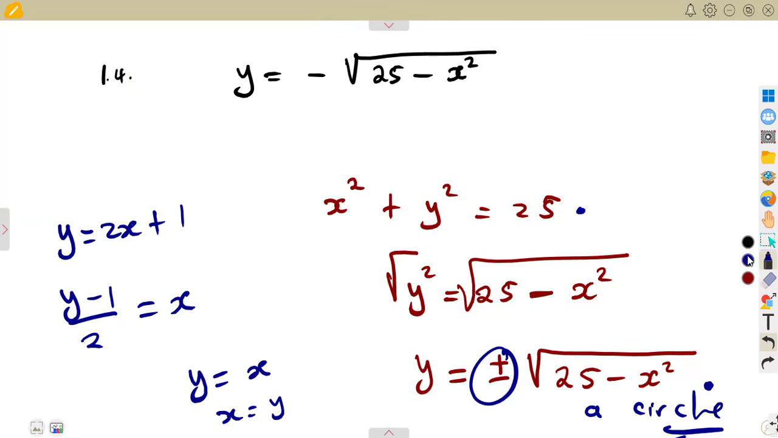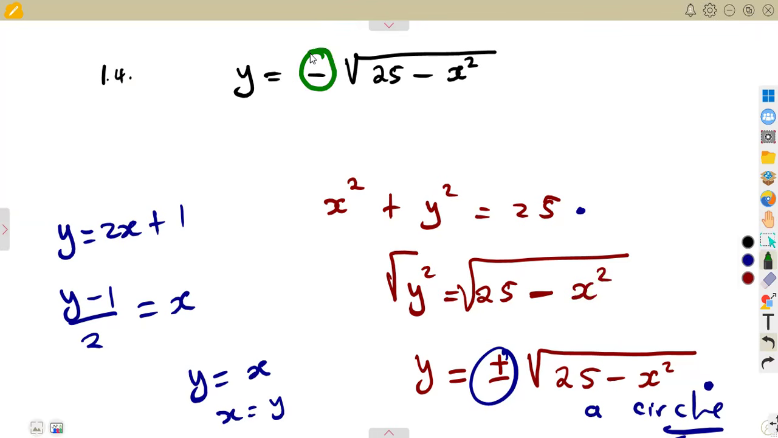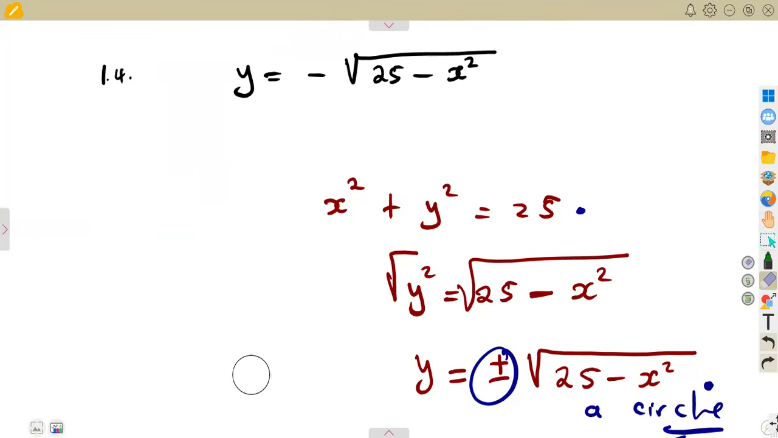But now on this question, they are not having the plus or minus. They are limiting us to a certain sign, a minus. Why are we limited now? That means it is no longer a circle. It is now a half circle. So when you are to draw this, you are supposed to obtain a half circle. It's no longer a full circle.